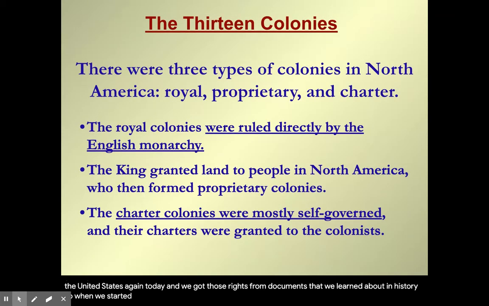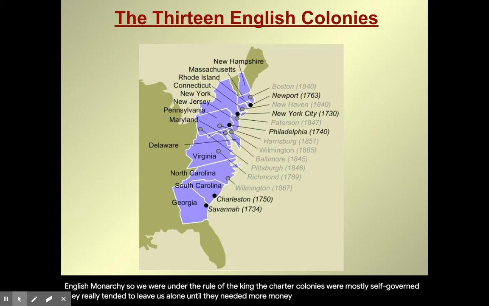When we started out, we were 13 colonies. We were a part of England. We were under direct rule of the English monarchy, so we were under the rule of the king. The charter colonies were mostly self-governed. They really tended to leave us alone until they needed more money. This is a map of the 13 colonies, what they look like today.